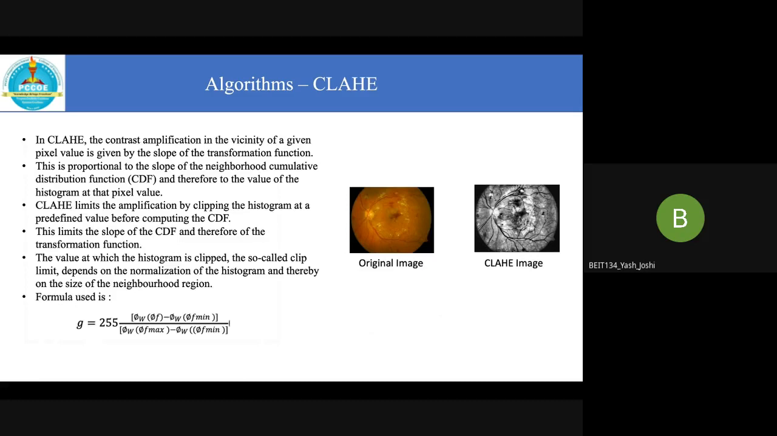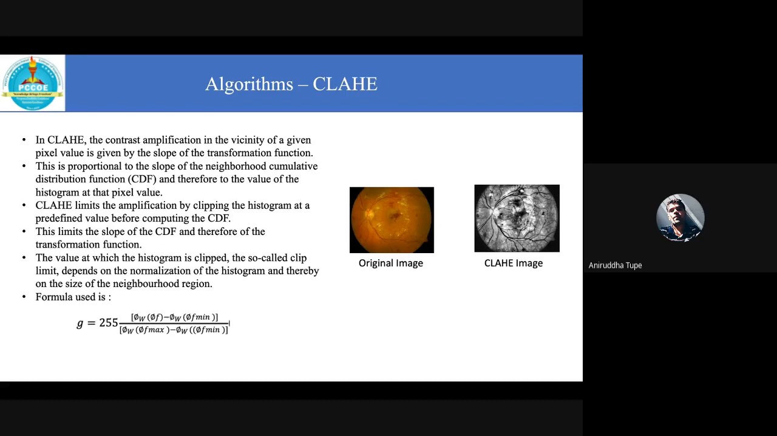So, about CLAHE, Anirudh. Yeah, 1 second, the slide is loading. Yeah. So thank you, Yash.